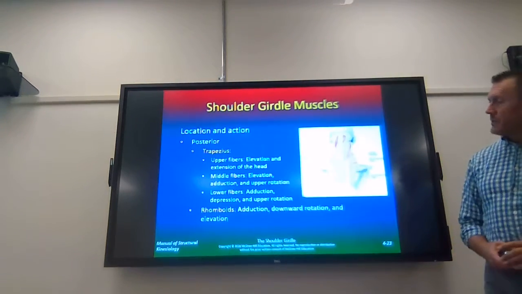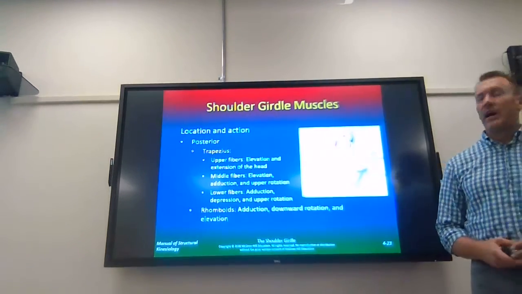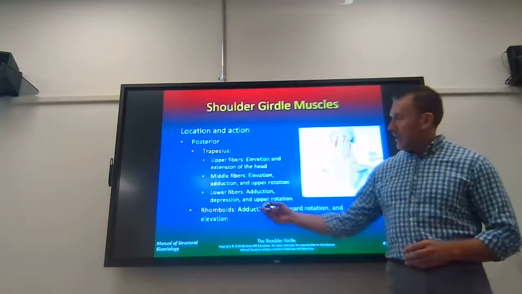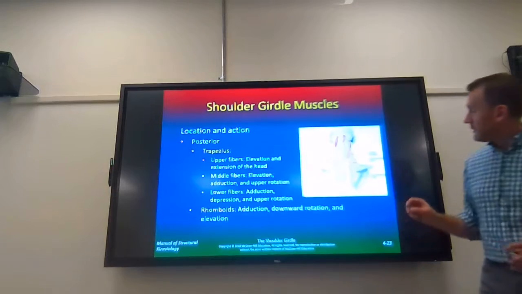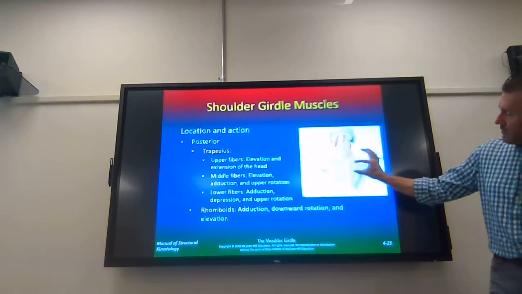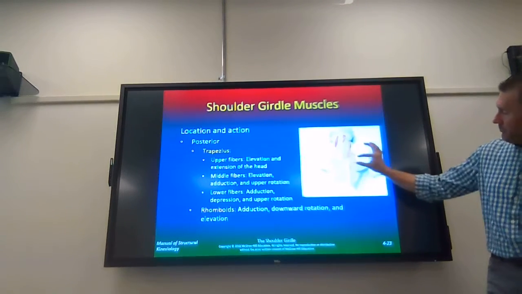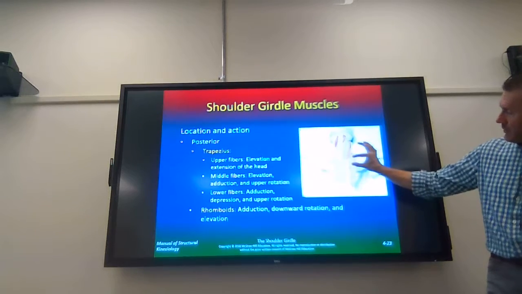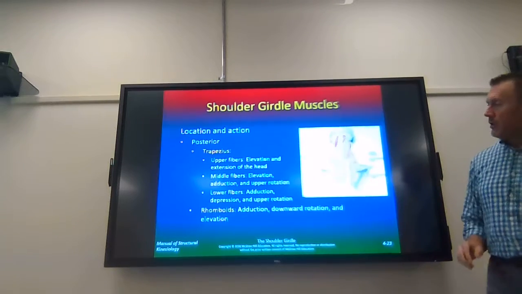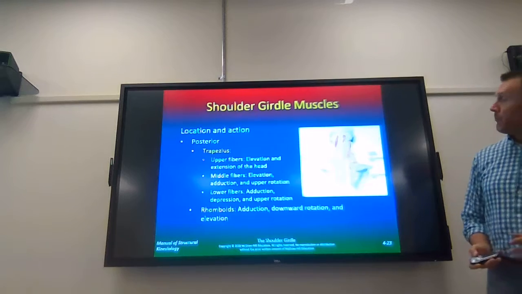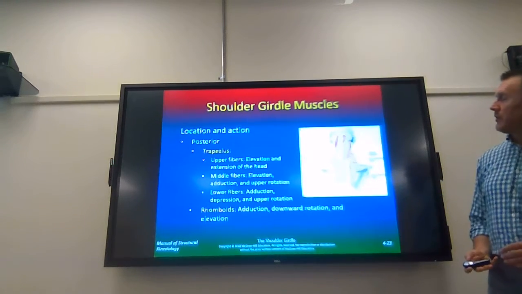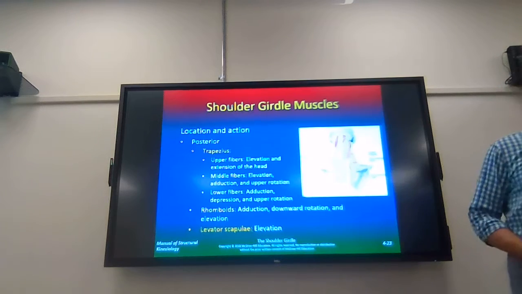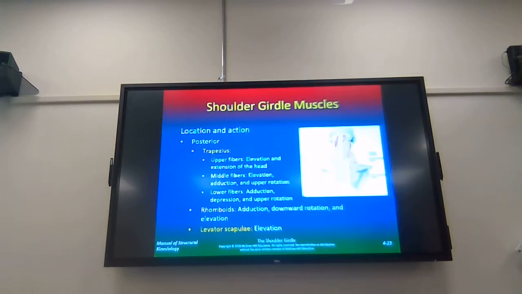Okay, rhomboids. They are deep to the middle fibers of the trapezius. So again, adductors based on that horizontal type alignment. You've got the major and minor. Minor is up here, major down here, a little bit smaller, implied in the name. They go upward a little bit, so you get some elevation there as well. Where does the pectoralis minor insert? It has its insertion on ribs 3 through 5.